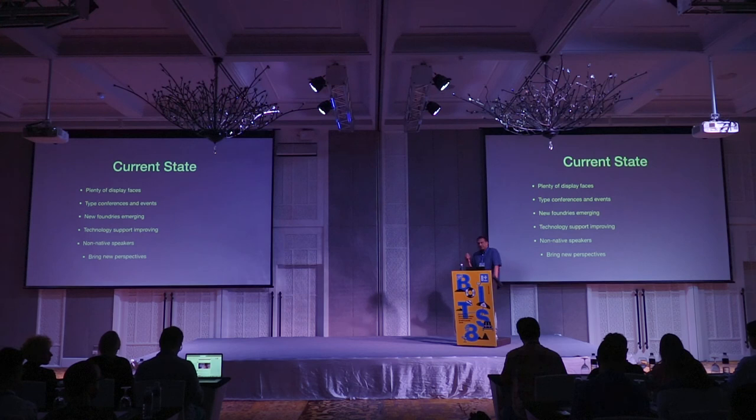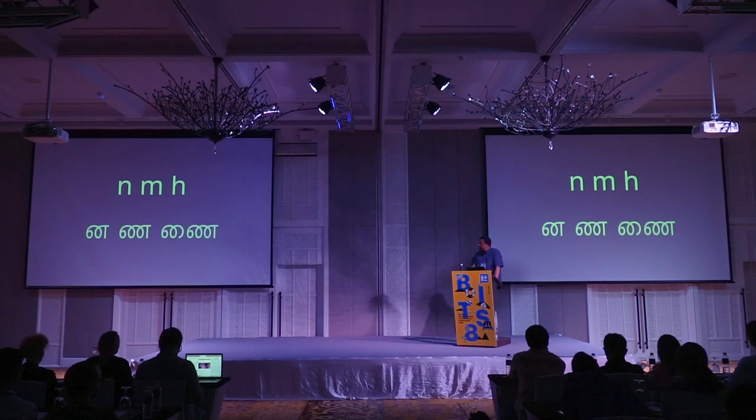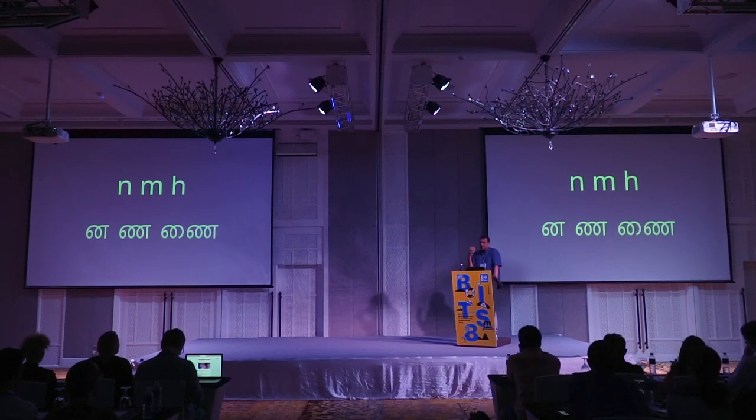And non-native speakers, when they design, bring in new perspectives to the design features. I'll just show you one example and then I'll end. We've seen this in Latin, where N, M, and H all share the same shoulders, but the width of the shoulders is adjusted for optical harmony. We should apply that to an Indian script like Tamil that also has loops.